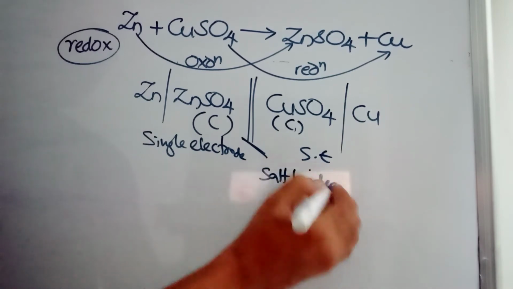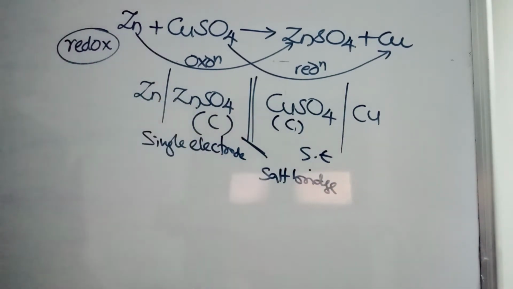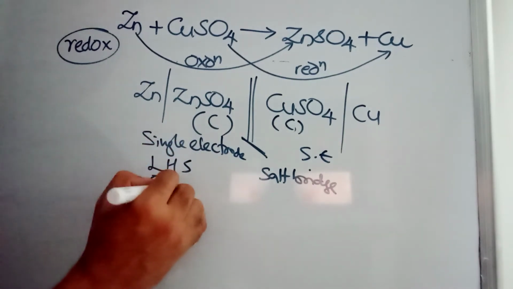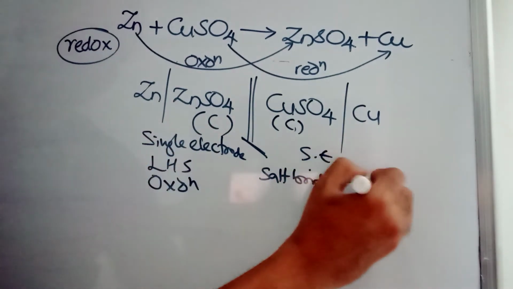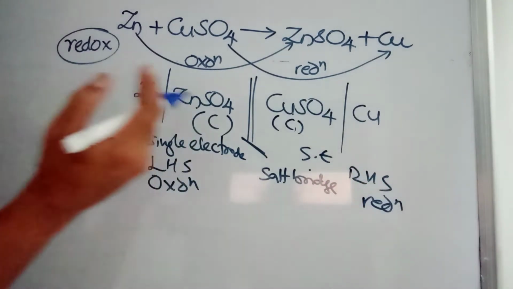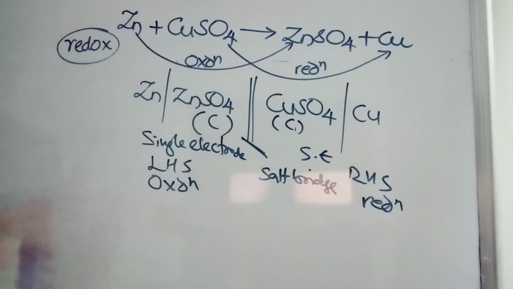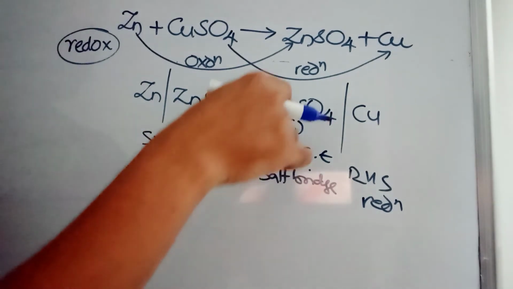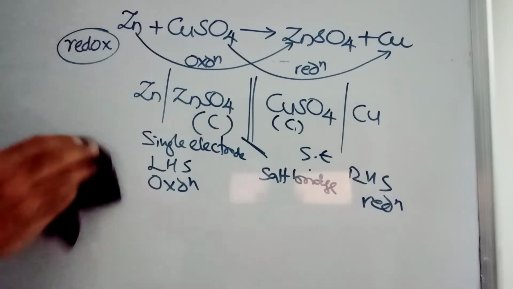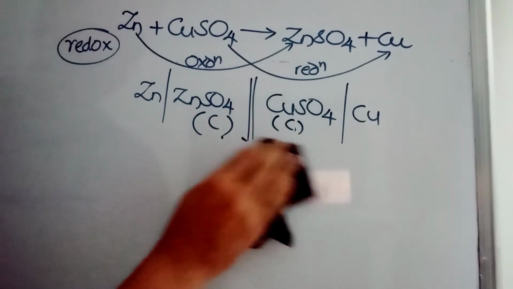So what is the meaning of this? Zinc by zinc sulfate, which is given at the left hand side, undergoes oxidation. LHS is oxidation, RHS is reduction. This is also one shortcut type. When you are writing, the left hand side part should undergo oxidation. Zinc undergoes oxidation to form Zn plus 2. Copper plus 2 undergoes reduction to form copper.